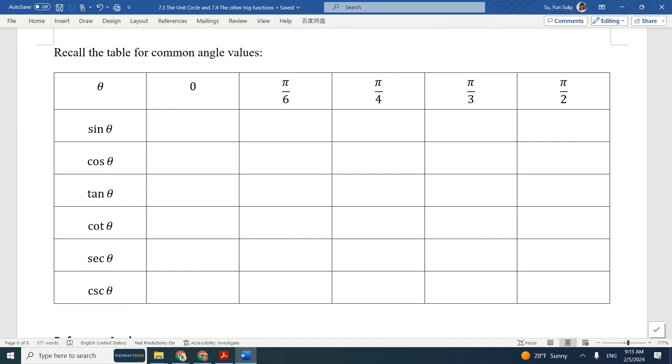So after today's class, I will give you a blank worksheet. And on the exam, I will print out the blank worksheets. So you need to be able to fill out all the values on the blank worksheets. Okay, so I will give it to you. So how do we fill out the values on this table?